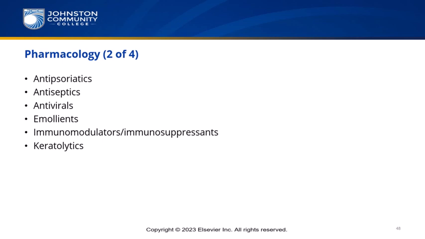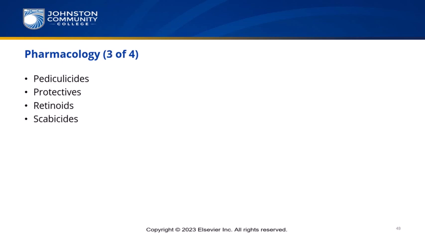Then we have keratolytics, which are topical substances used to break down hardened skin and shed the top layer of dead skin. They are used to treat warts, calluses, corns, acne, and psoriasis. Examples are salicylic acid, Benzac, and Condylox. Next we have pediculicides, which destroy lice. Malathion would be an example of this. Protectives are topicals with sun protection factors, such as SPF. Retinoids are drugs that alter the growth of the top layer of skin and are used to treat acne, wrinkles, and psoriasis. Examples would be Retin-A or Accutane.